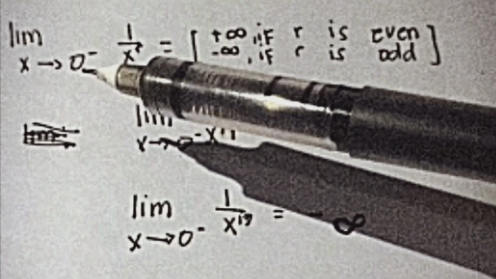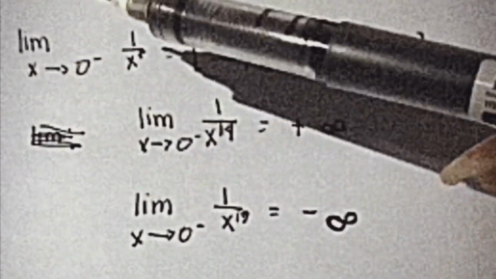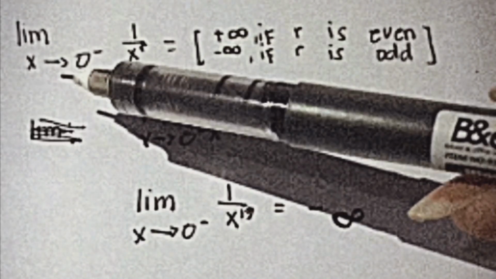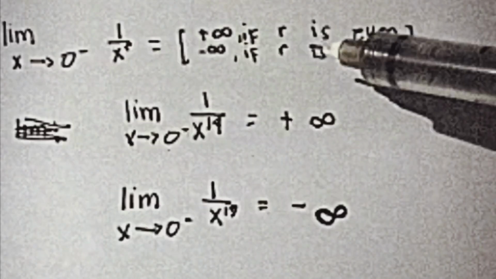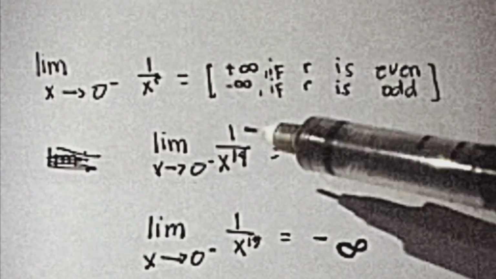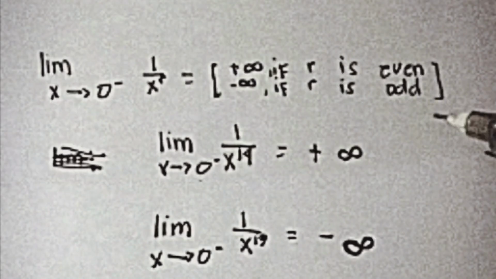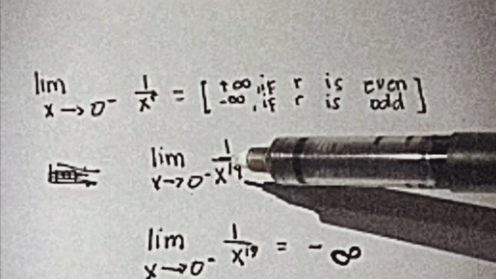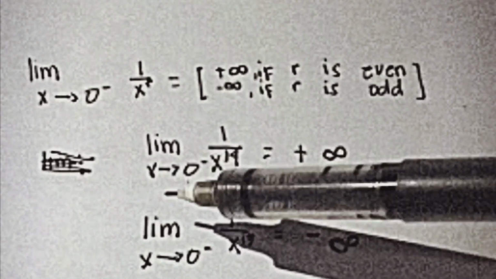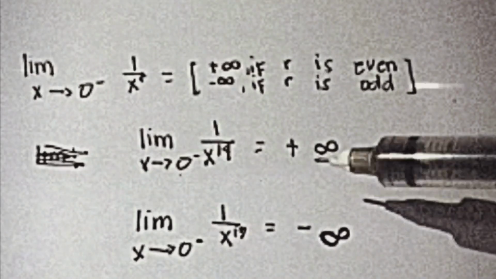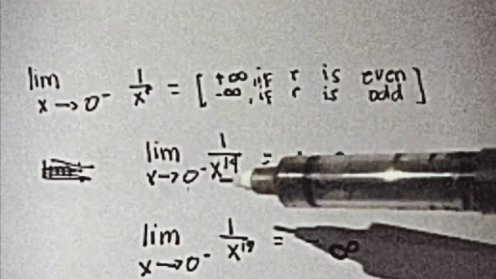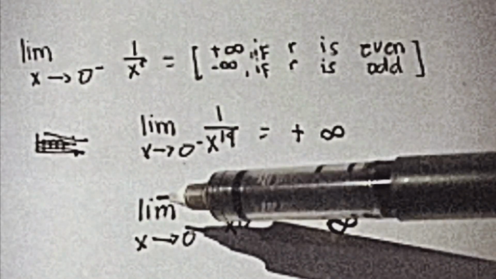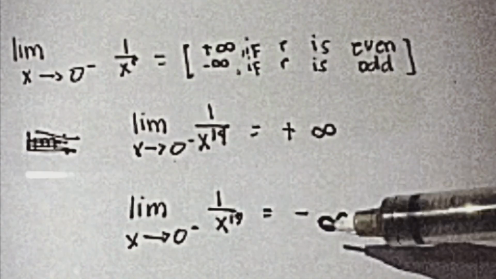Another limit involving infinity is this. The limit of 1 over x raised to r as x approaches 0 from the left equals positive infinity if r is even, and negative infinity if r is odd. Let us have an example. The limit of 1 over x raised to 14 as x approaches 0 from the left equals positive infinity. Another, the limit of 1 over x raised to 13 as x approaches 0 from the left equals negative infinity.